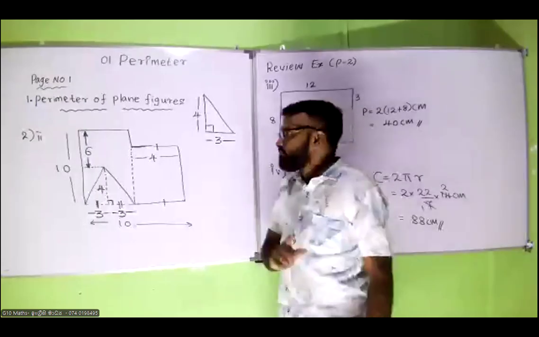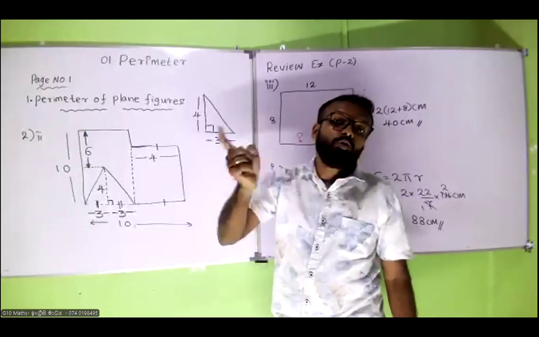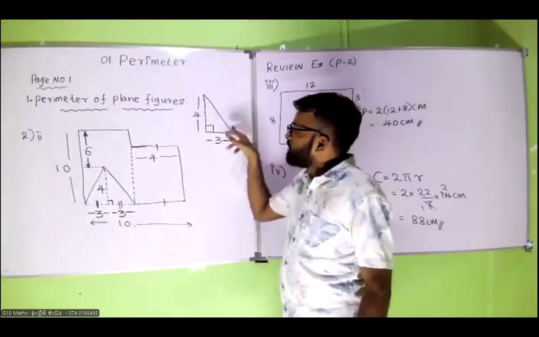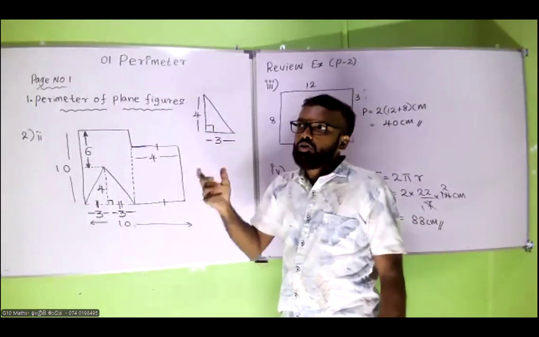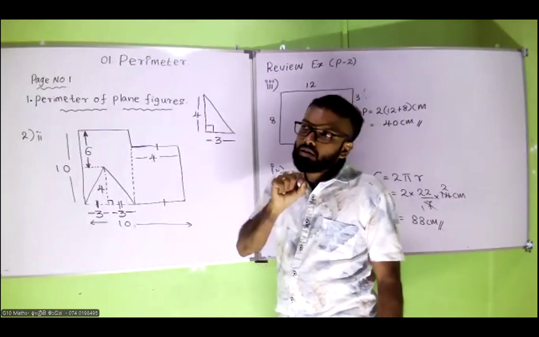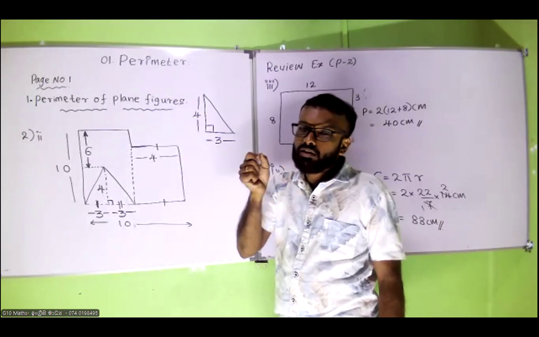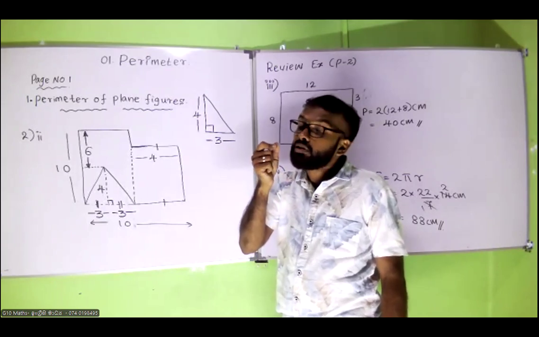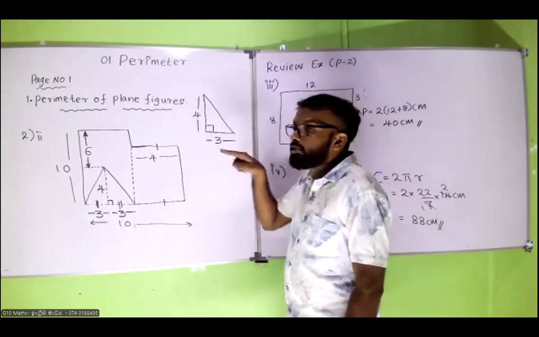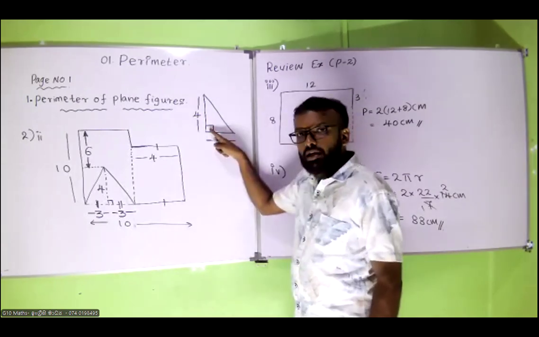Super. First of all, you need to identify that this is a right angle triangle. So if I want to find the hypotenuse, what do I need to identify first? Where is my right angle? This is my right angle.